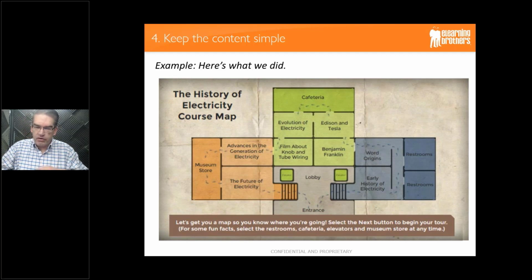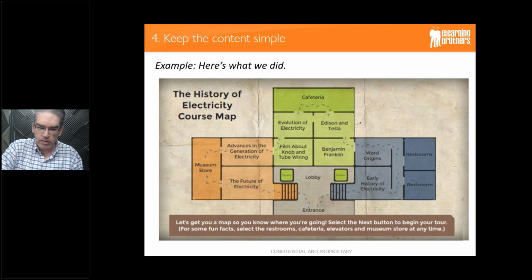And so we have these different rooms: the early history of electricity, word origins for electricity. Where did watt come from? Where did amp come from? Benjamin Franklin, he's pretty famous with electricity. We had a room dedicated to him. We had a room dedicated to Edison and Tesla, and we actually had them fighting in their room, the big duel between them. Evolution of electricity, there was a room for that.